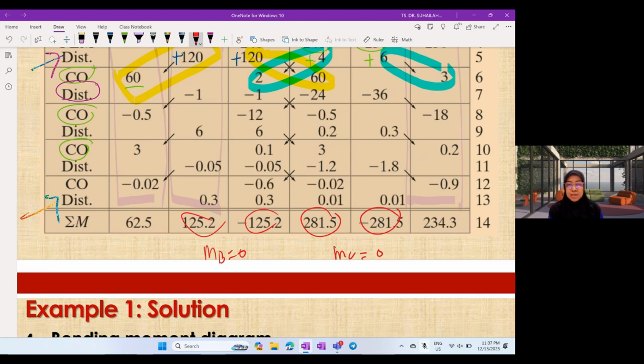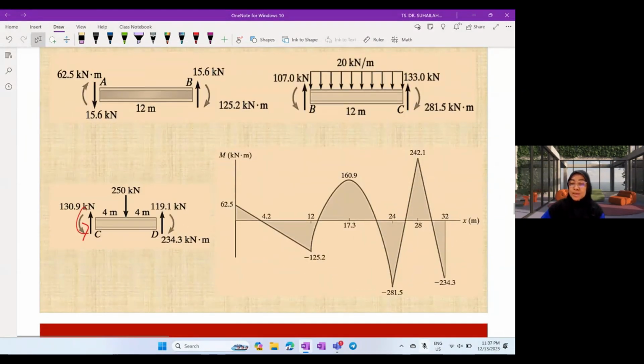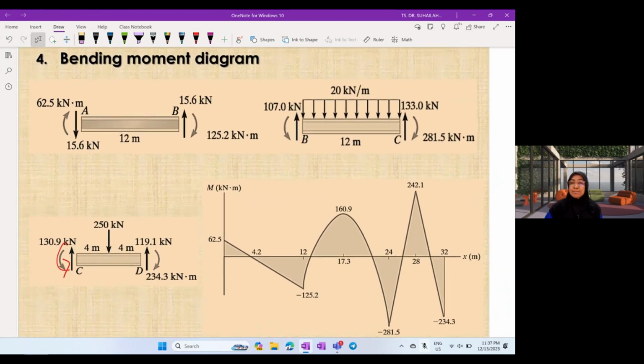For the given question, normally from this, because this is internal moment, this is bending moment, this is internal moment, and from this we can draw the diagram, the bending moment diagram. Okay, remember when we draw the bending moment diagram, if we want to determine the salient point here and here, the maximum moment, we have to use the shear force diagram. Okay, shear force diagram in order to determine the maximum moment at the intersection.